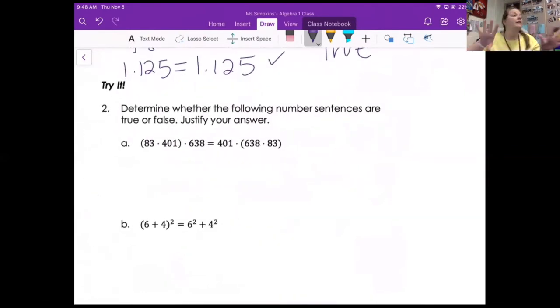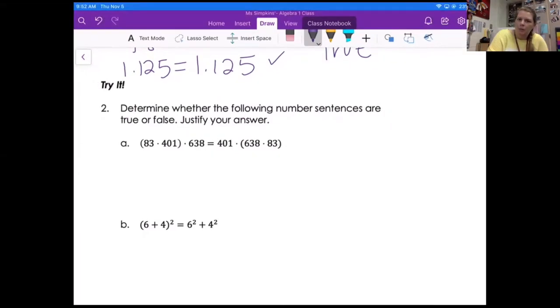Again, it's fine saying true and false, but I also want you to tell me some way that you know that, either telling me what they equal or if there's a property you can identify. I don't care. But make sure you tell me if they are true or false and why. All right, so most people I looked at did well on this.